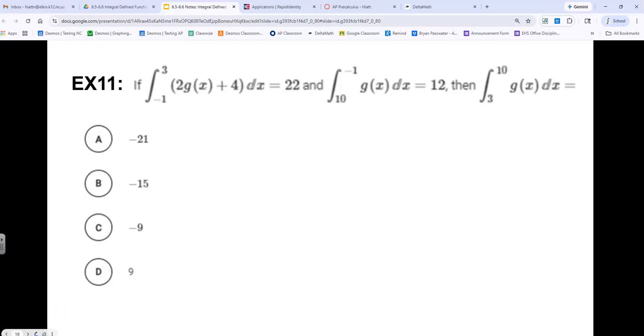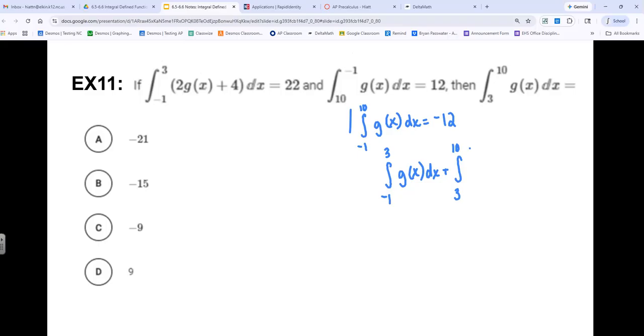So I am going to flip that around. The integral from -1 to 10 of g of x dx, what would that be? -12, right? So I know from -1 to 10 I get -12. So I need the integral from -1 to 3 of g of x dx plus the integral from 3 to 10 of g of x dx is going to equal the integral from -1 to 10 of g of x dx, right?